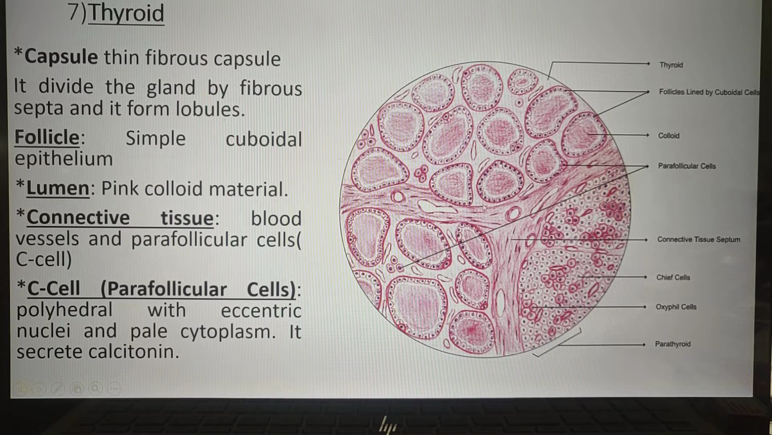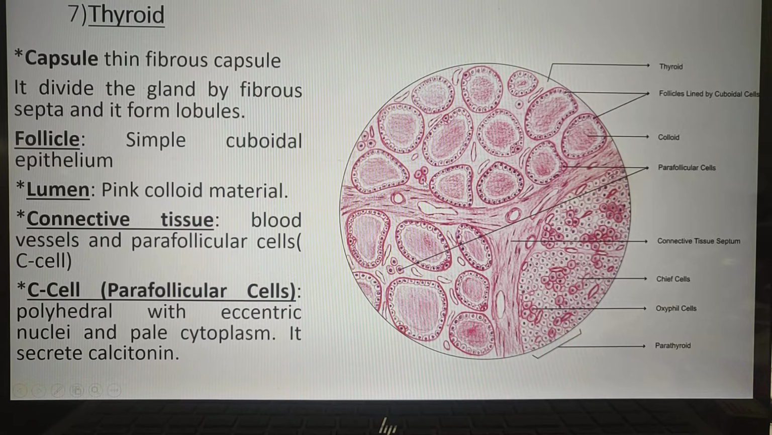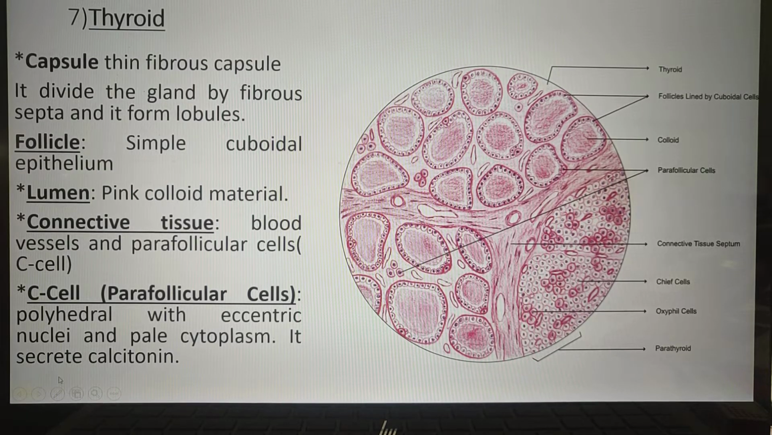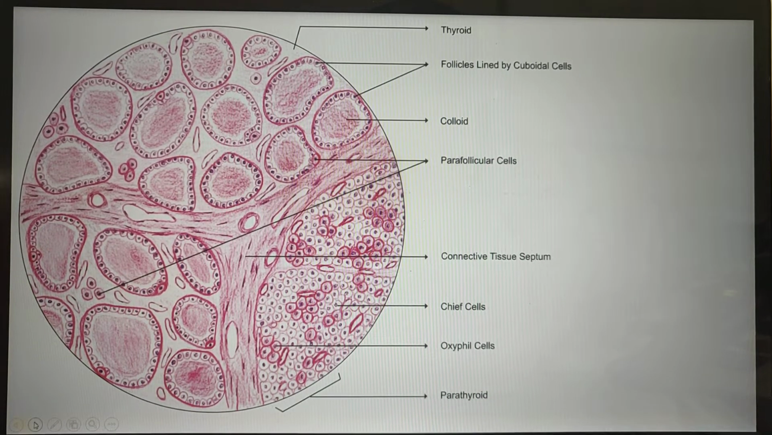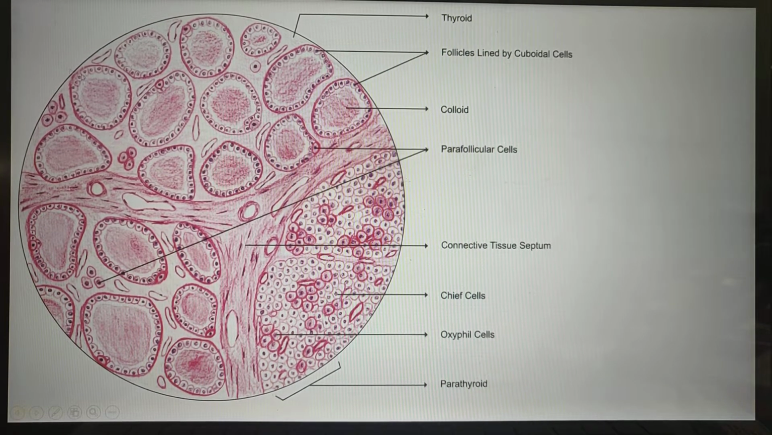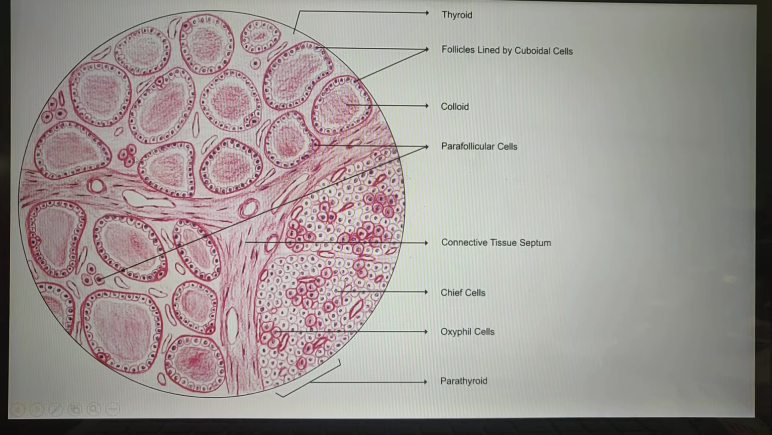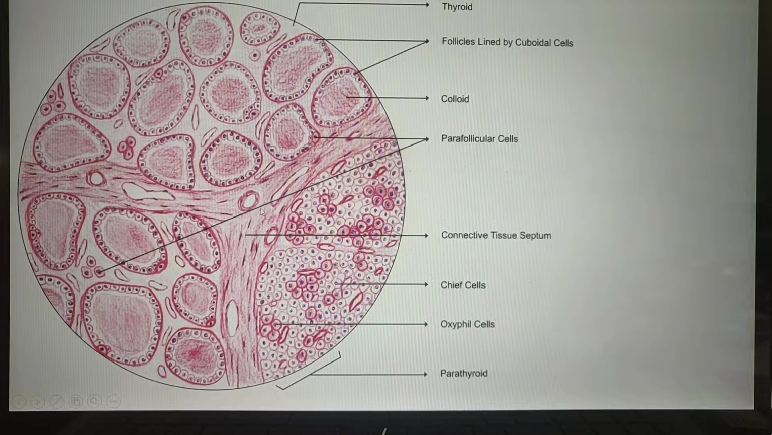Here you can see these are the C cells. They are polyhedral with eccentric nuclei and pale cytoplasm, and they secrete calcitonin. These parafollicular cells lie on the peripheral part of the follicles. So this is about the thyroid gland, and this is the enlarged view of the thyroid gland. Here you can see the follicle, which is lined by cuboidal epithelium. Inside there is pink material, and on the outer side there are parafollicular cells, and in between there is a connective tissue septum containing blood vessels.